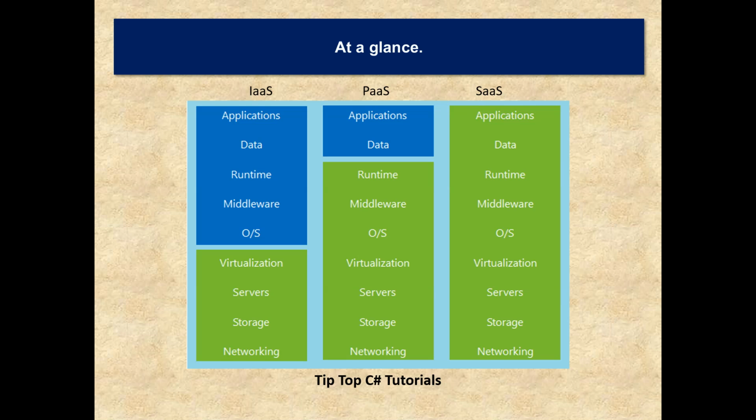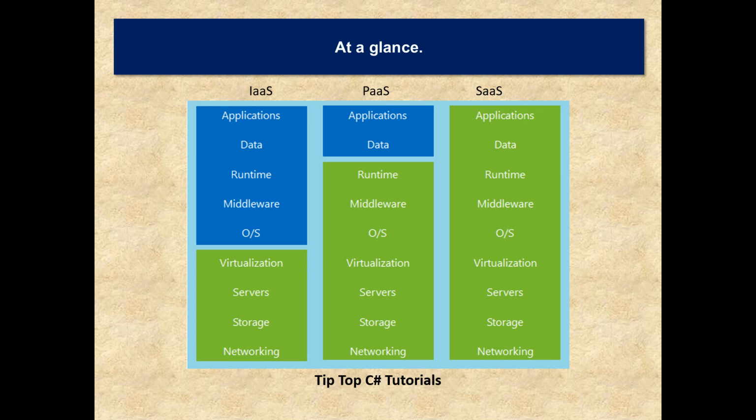Let's compare all these things at a glance. In IaaS, the blue block contains the areas where the user has to do some work. In IaaS, applications, data, runtime, middleware, operating systems, all these things have to be chosen and set up by the cloud user. Whereas virtualization, servers, storage, and networking are part of the infrastructure provided by the cloud service provider.